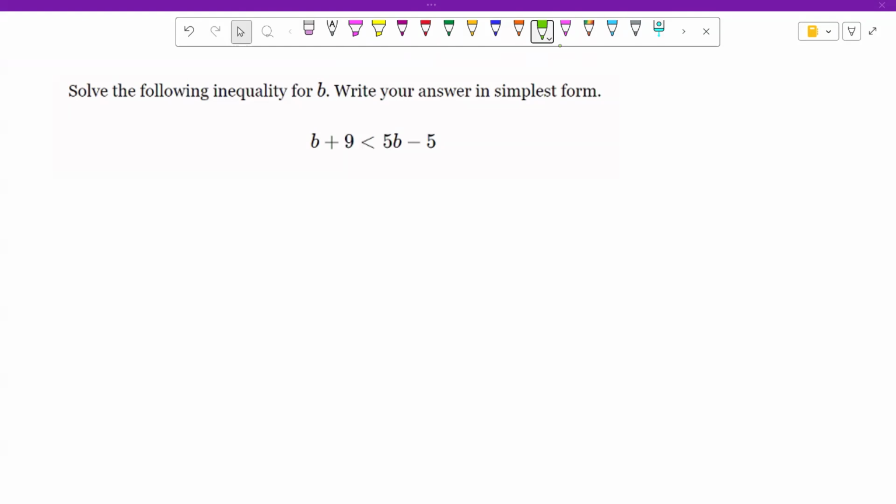What do you think can be done to either make the variables on one side or numbers on one side? What is the first thing you would like to eliminate? On the left side, the variable. So what do we do? We'll do -9. Very good. Whatever we are doing to one side, we'll be doing to the other side. After this, this gets cancelled, we get B less than 5B minus 5 and minus 9.